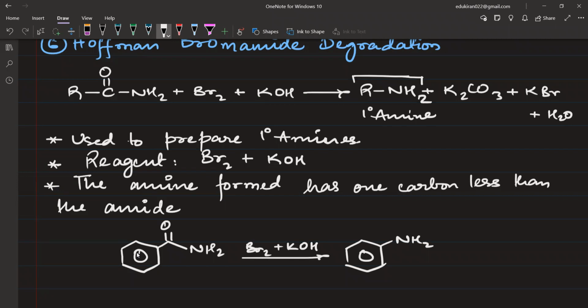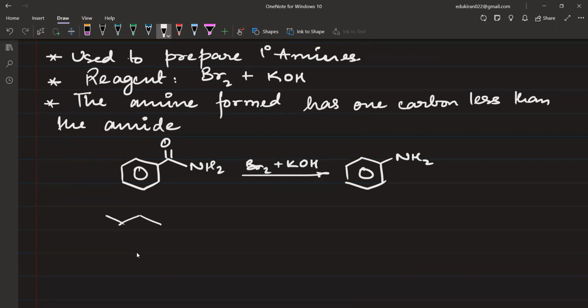These type of reactions are important in conversions. Please write this down. Then everyone, yes or no, please tell me. Okay. So for example, if you want to go from 3 carbon atoms, NH2, 1 carbon, 2 carbon, 3 carbon atom, and you want to go to 2 carbon atoms and then NH2. So you are going to use Hofmann bromamide degradation. So in this type of reaction, we are going to get 1 carbon less. So write this down.